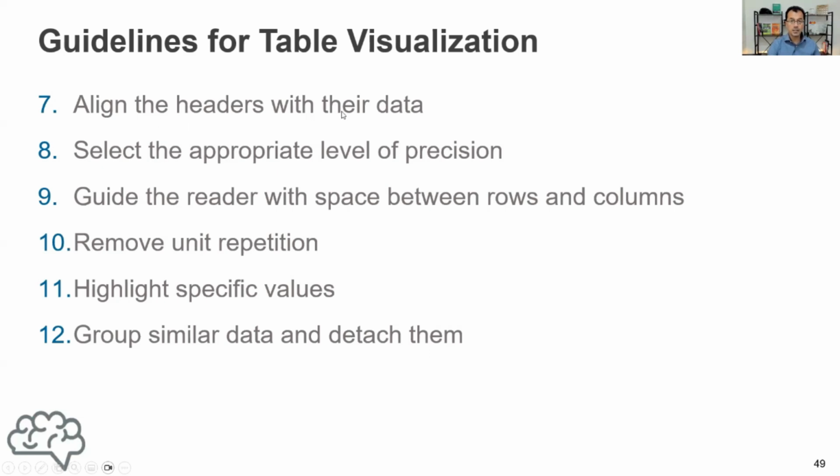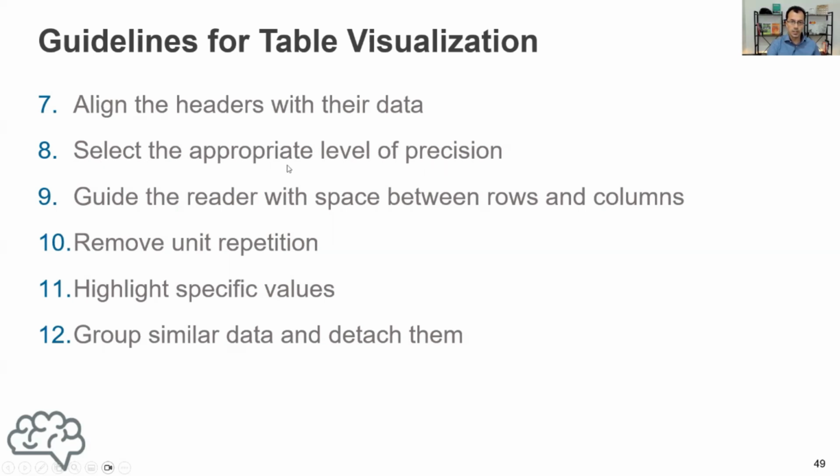In relation to the headers, they should be aligned with the data. So if I have text aligned to the left, then my header should be aligned to the left. If I have a variable that is centered, my header should be centered. And if I have a variable that is right aligned, for example, a numeric variable, then I should right align my header as well.